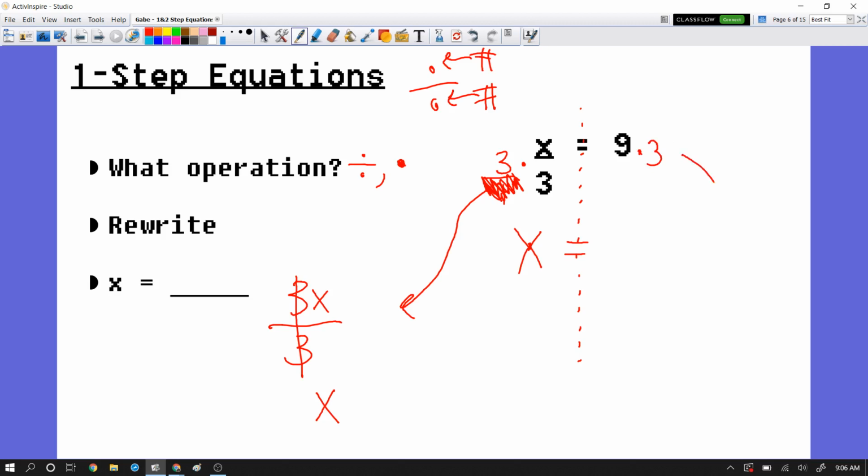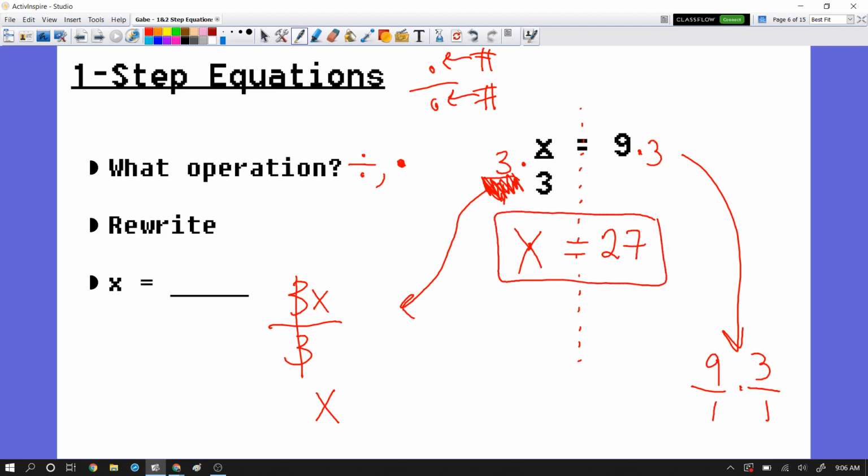So just so you know mathematically how this is working, you got 9 over 1 times 3 over 1. That gives you 27 over 1, and that's 27. 27 divided by 1 is 27. So taking this answer, plugging it back in, 27 divided by 3 equals 9. That's true. This is us rewriting right here.